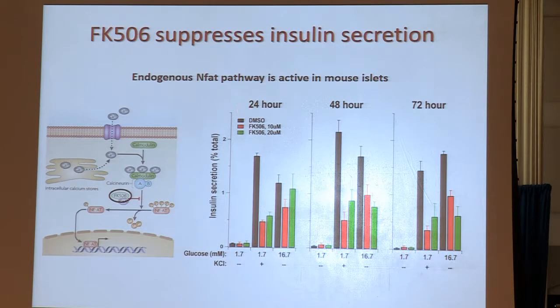And we asked, well, what does it do to the islet? And it turns out, if you just focus on this panel right here, when we add FK506 at 10 or 20 micromolar, these colored bars are lower than this dark bar. And so that suggests to us that endogenous signaling is actually quite high. And there's some calcineurin-dependent activation of NFAT probably going on endogenously, and we're trying to study the effect of a constitutive mutant on top of that, and that's confounding our results.